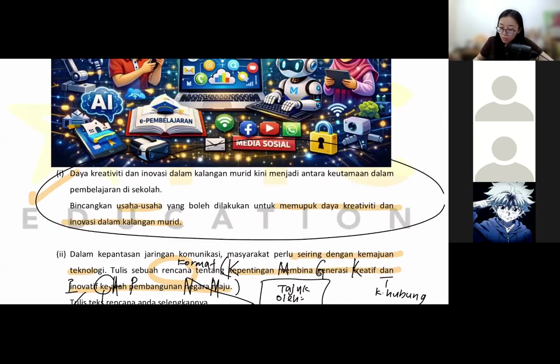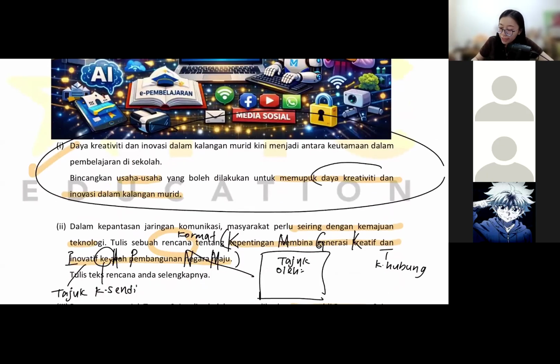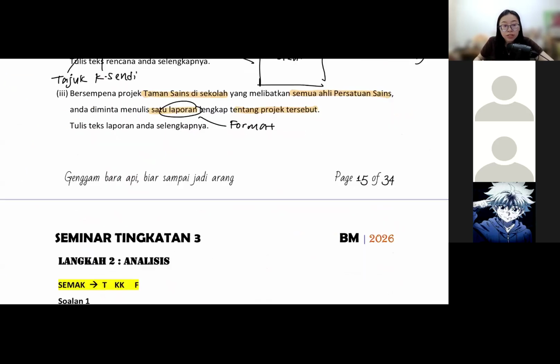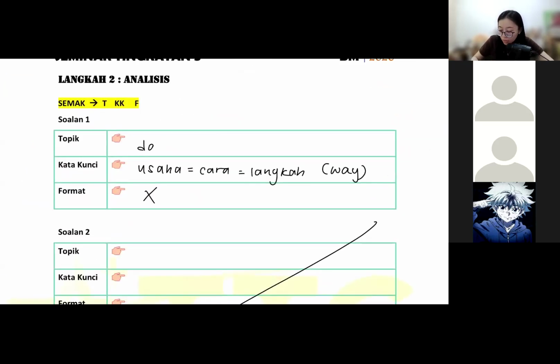Creativity, correct. But then don't forget the daya, because daya is ability. So which means it's daya creativity dan inovasi. Okay, copy down here: daya creativity dan inovasi. Right. We go for the next one. So we're choosing number one.